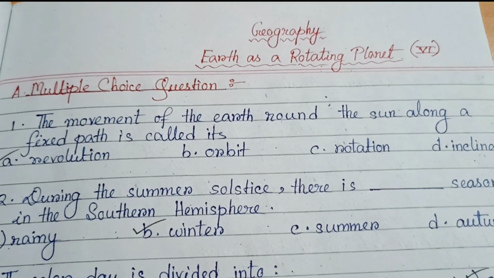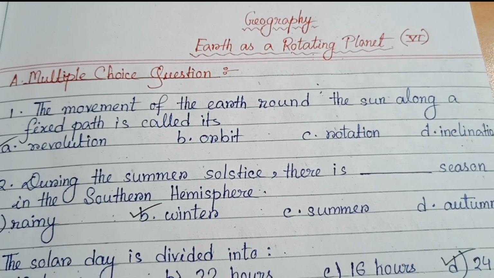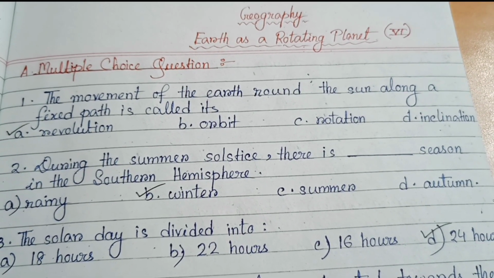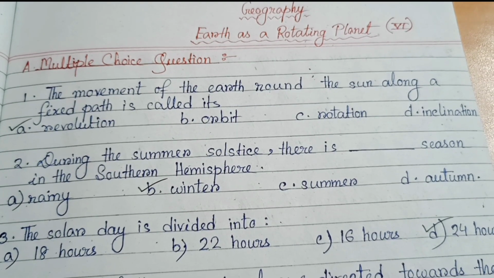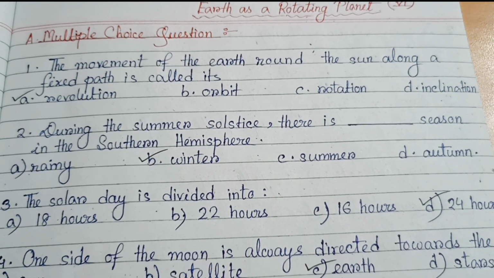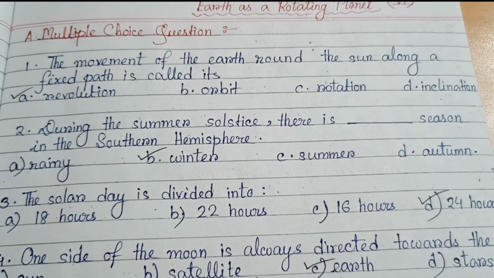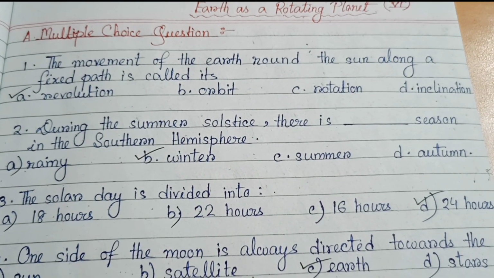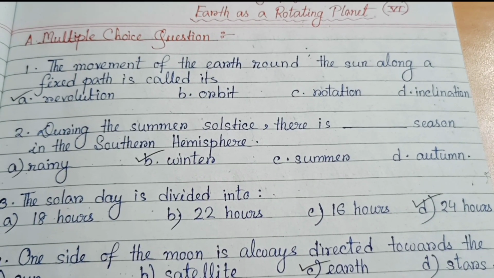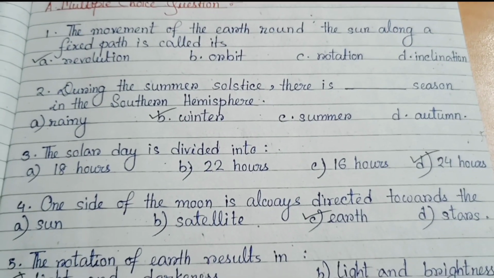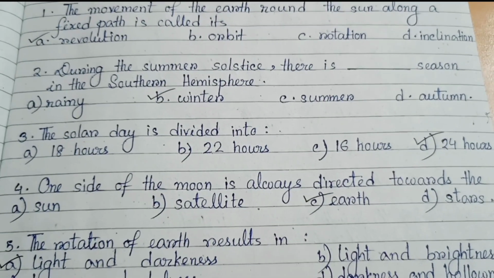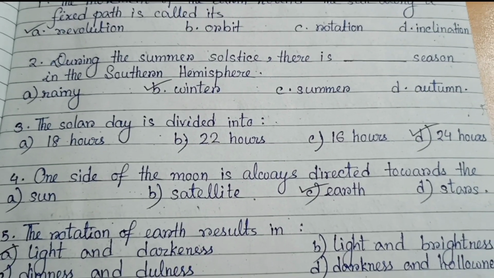Number A. Multiple choice questions. Number 1. The movement of the Earth around the Sun along a fixed path is called its revolution. Number 2. During the summer solstice, there is winter season in the southern hemisphere. Number 3. The solar day is divided into 24 hours.